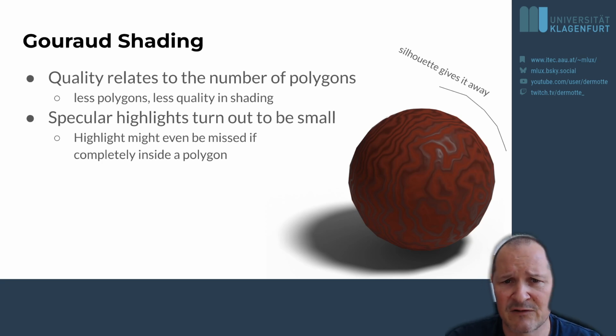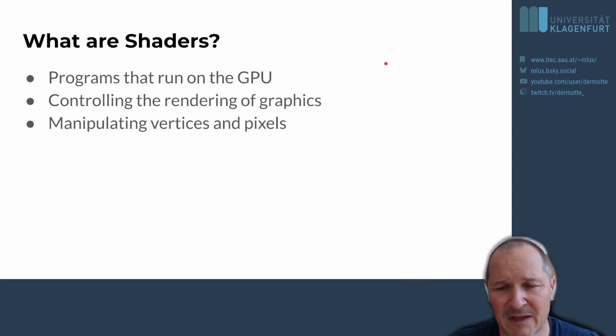Specular highlights turn out to be very small for Gouraud shading, while they are at least one polygon big for flat shading. And if they're completely inside a polygon, they might even be missed, so you don't even see that. And if something is moving and the specular highlight turns on and off again, depending on the distance to the vertex, then this gives a flickering impression and looks bad.